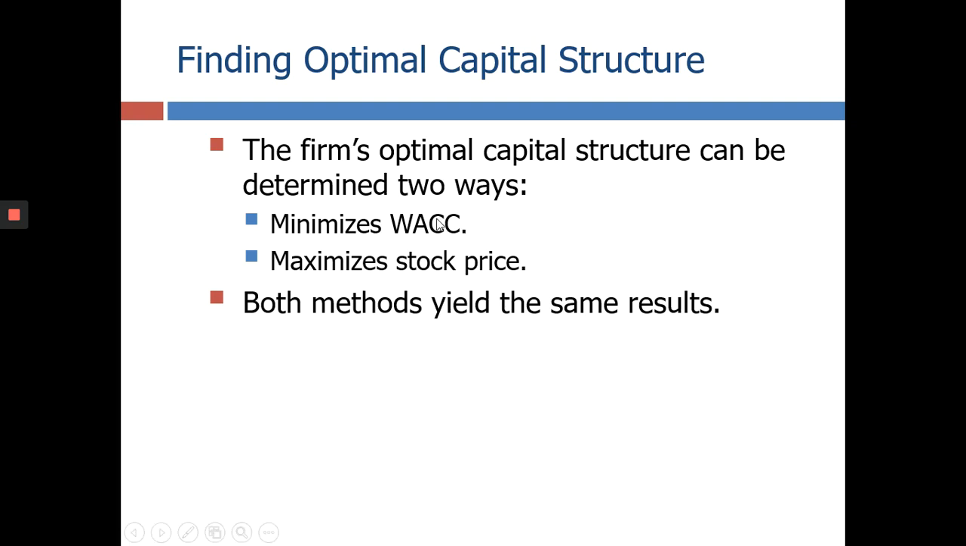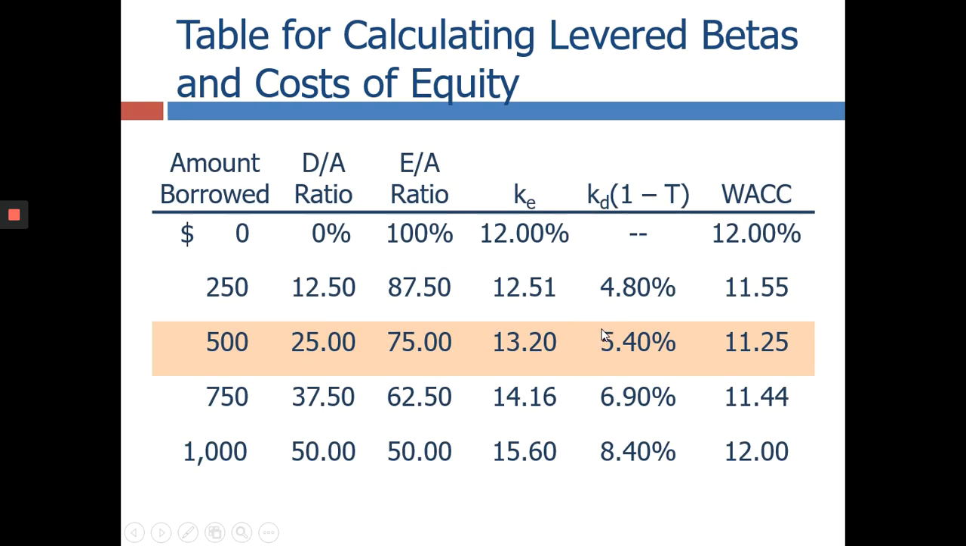All right, so both methods, minimizing WACC or maximizing share price, will happen simultaneously. So that means the company has achieved optimal capital structure. All right. As you can see, another illustration.